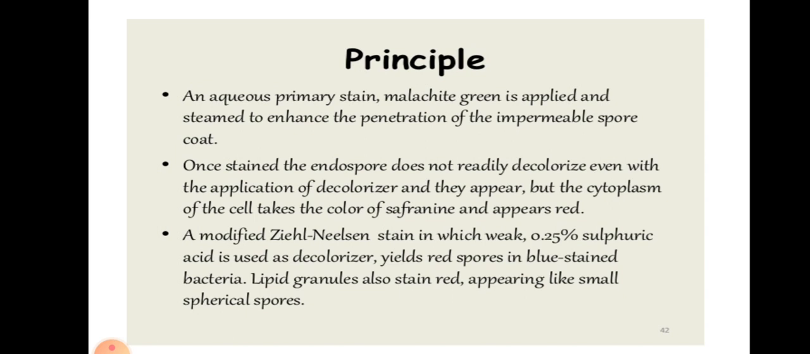A modified Ziehl-Neelsen stain in which weak 0.25% sulfuric acid is used as a decolorizer yields red spores in blue stained bacteria. Lipid granules also stain red and appear like small spherical spores.